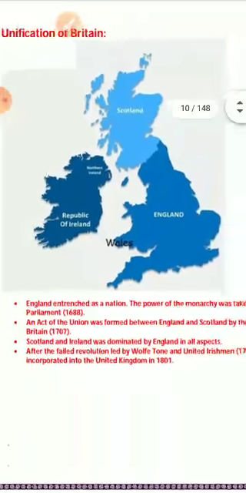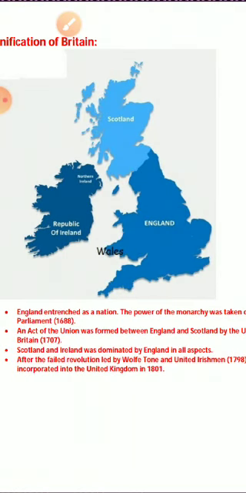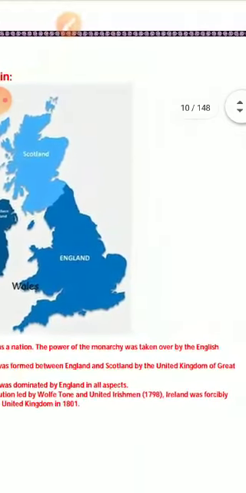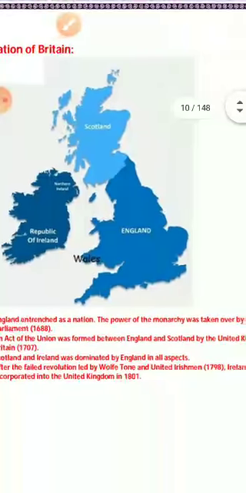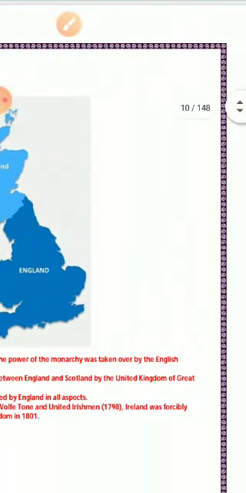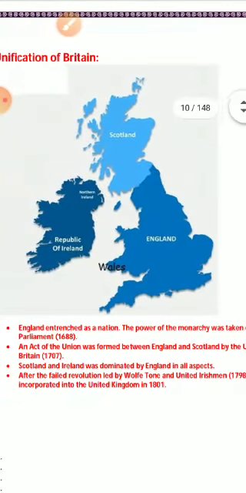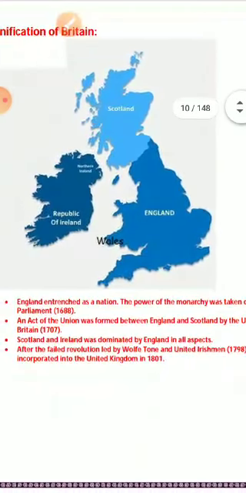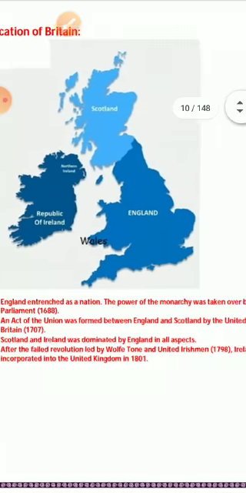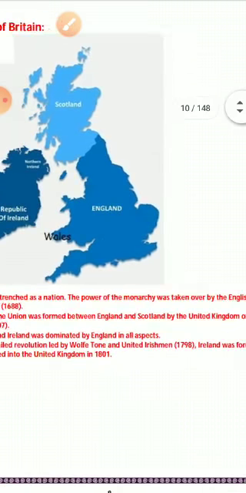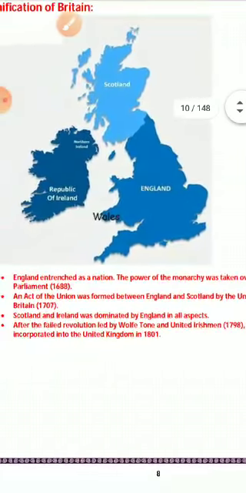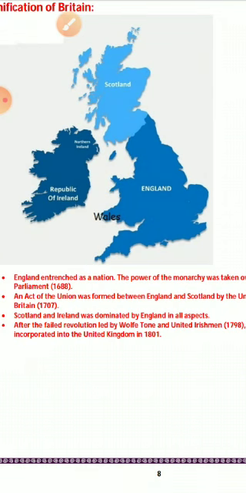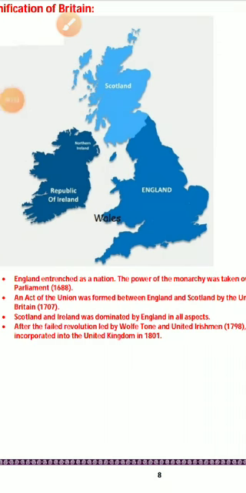Then unification of Britain. England emerged as a nation. The power of the monarchy was taken over by the British Parliament in 1688. An Act of Union was formed between England and Scotland, creating the United Kingdom of Great Britain in 1707. Scotland and Ireland were dominated by England in all aspects. After the failure of the revolt led by Wolfe Tone and the United Irishmen in 1798, Ireland was forcibly incorporated into the United Kingdom in 1801. Okay, we will continue in the next video.